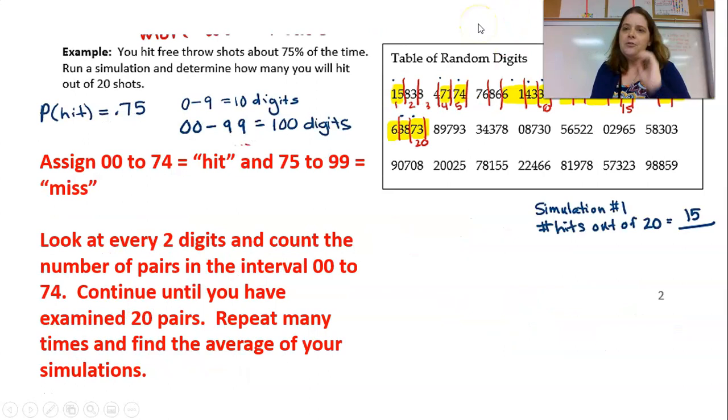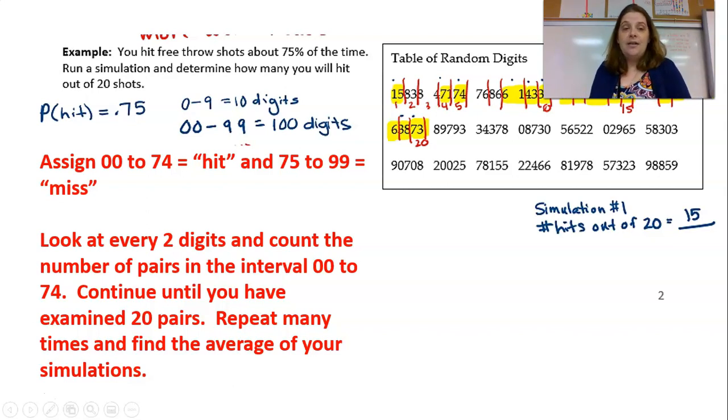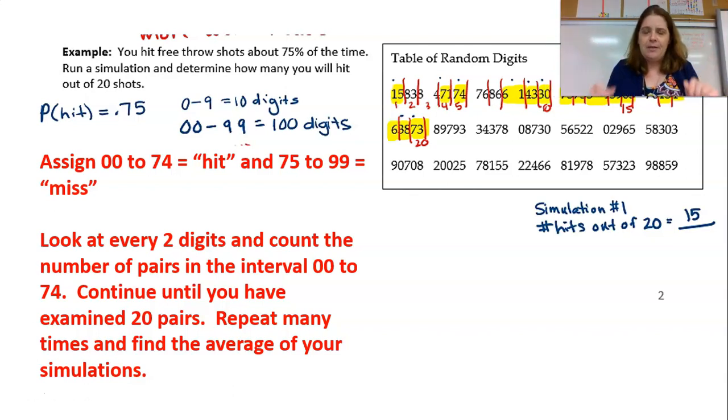All right, so the other question: you hit a free throw shot about 75% of the time. Run a simulation to determine how many you will hit out of 20 shots. Okay, so again, the idea with this is that you have a 75% chance of winning. So you think, okay, probably hit 75%. Now, if I use 0 to 9, that's 10 digits. And taking 75% of 10 digits is a little sketchy because it's 7.5.